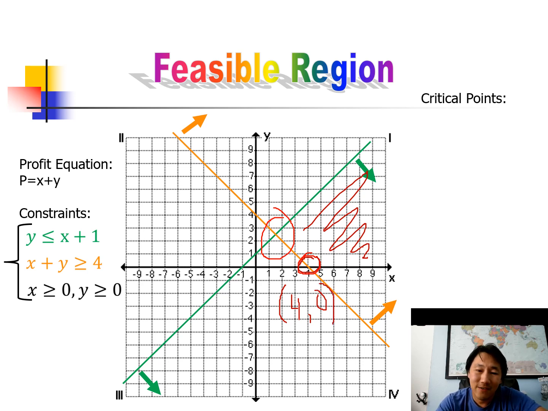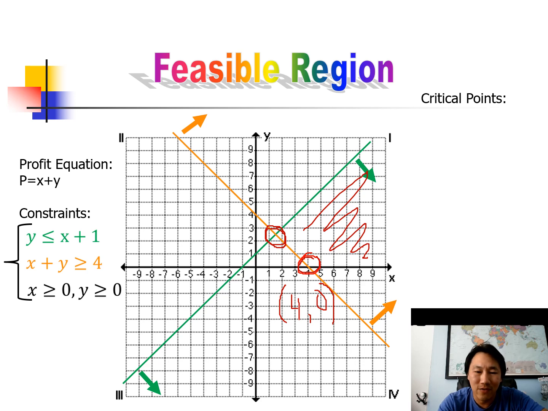But if you notice, this one is not very easy to see. It's not right on the corner anywhere. So this critical point is a lot harder to find. How do we find that critical point? Well, it's the intersection between the green graph and the orange graph.